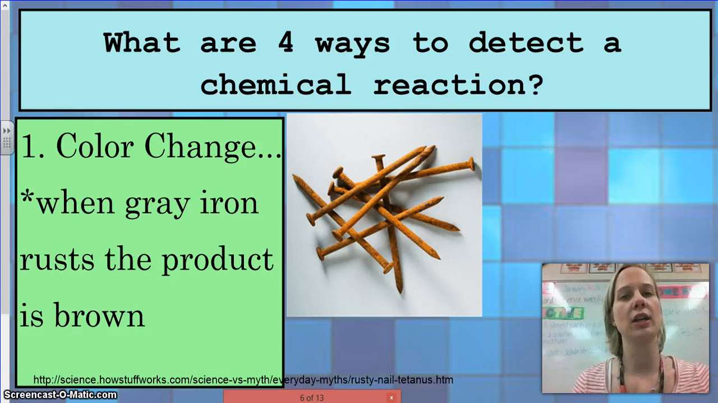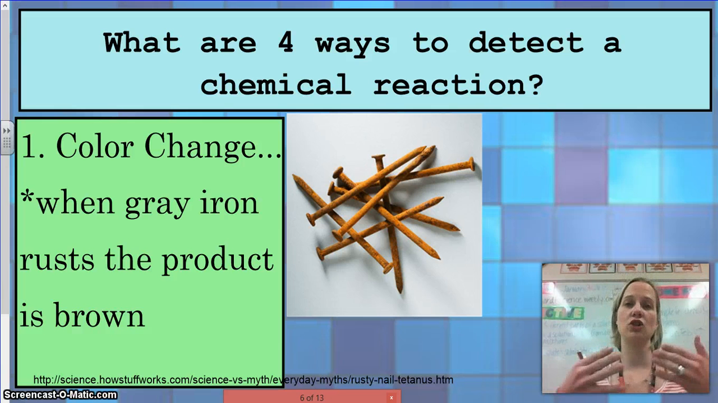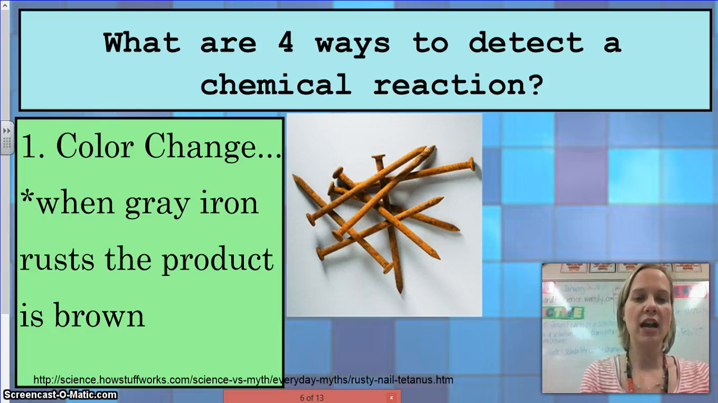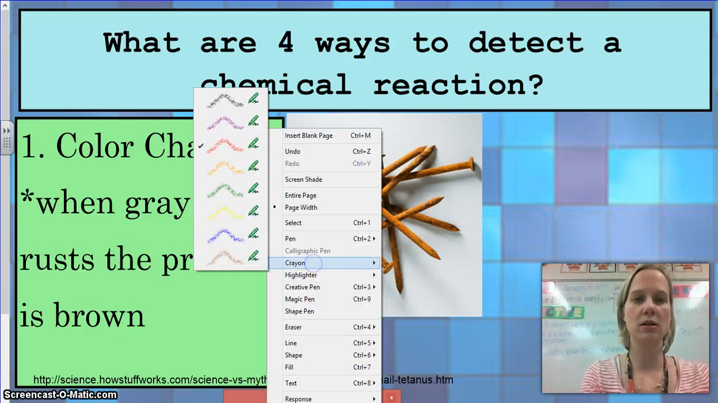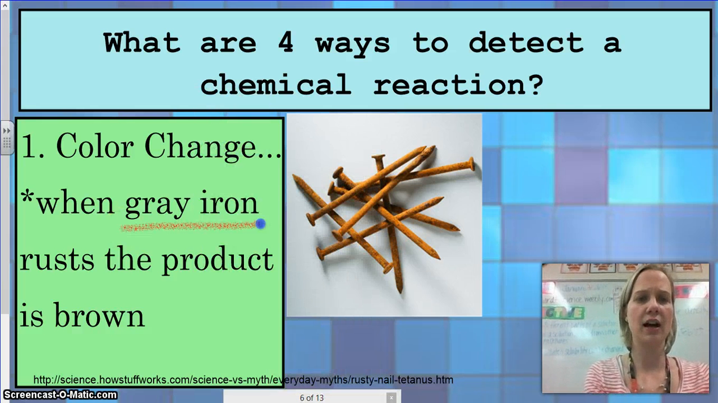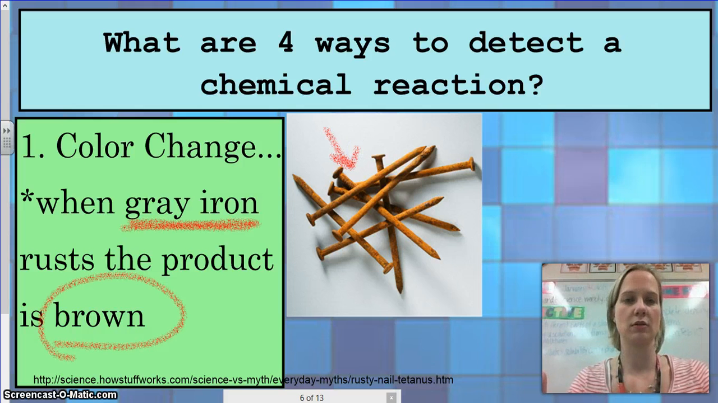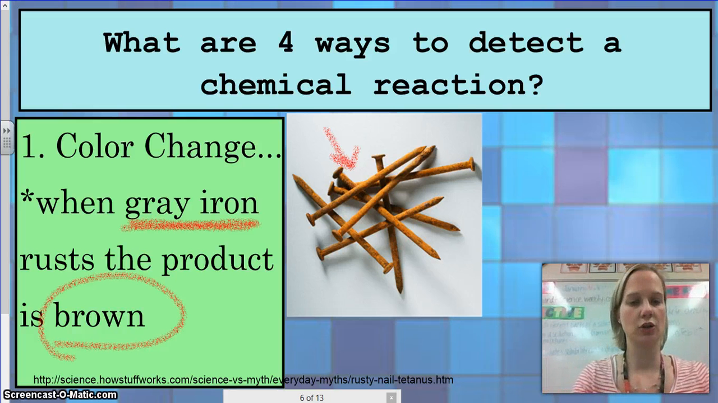A color change in a chemical reaction means I have mixed two different substances together, and all of a sudden a change occurs, and it's something new. So, for example, if I look at a nail and I put it out in the elements, that iron nail is going to turn brown. This is the color change part. I could have two very clear substances that mix together and turn hot pink. That's what we mean when we say color change.